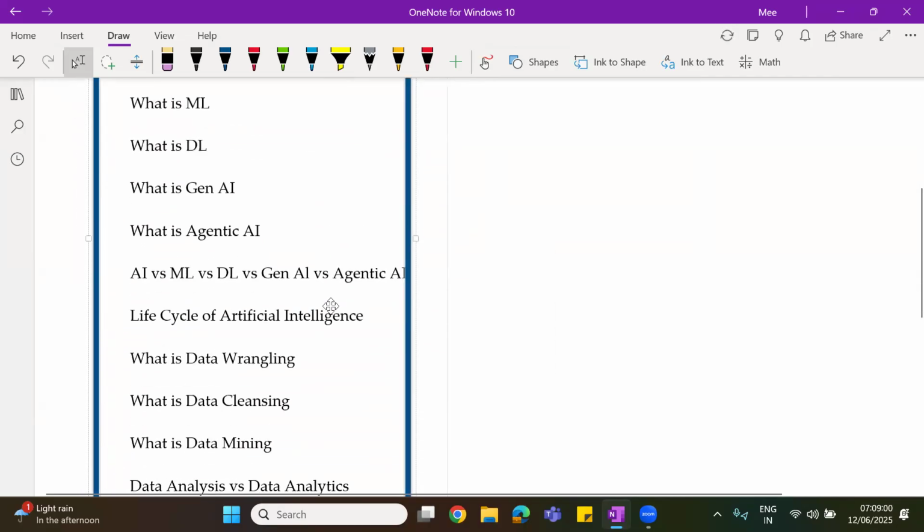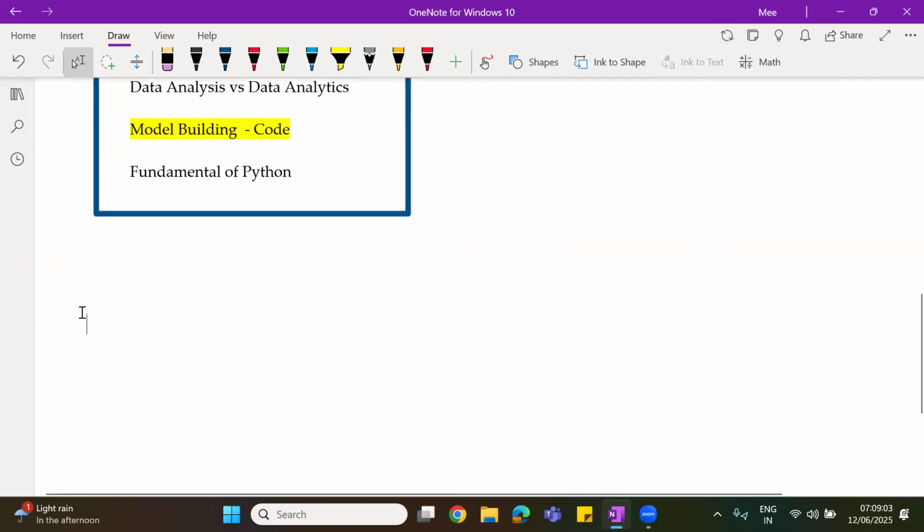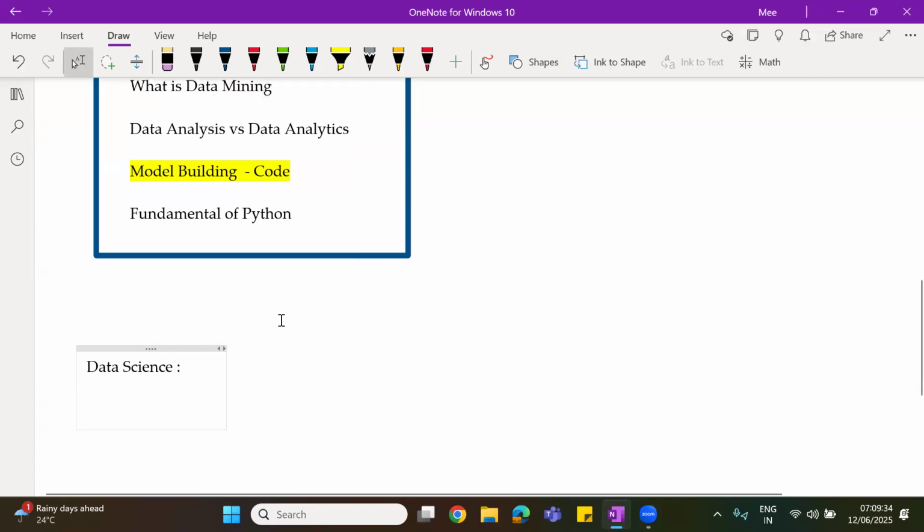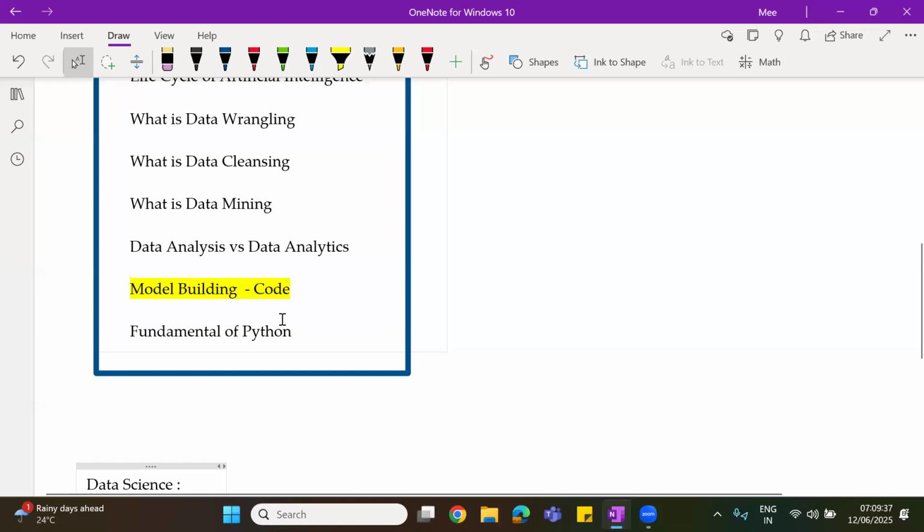First, let's see what data science is, and then we will compare it with AI, with DL and machine learning, and with generative AI. So first, I'll give it as data science. As I told you yesterday, without data there is no AI, no ML, no DL, no generative AI. They all are data oriented as of now.